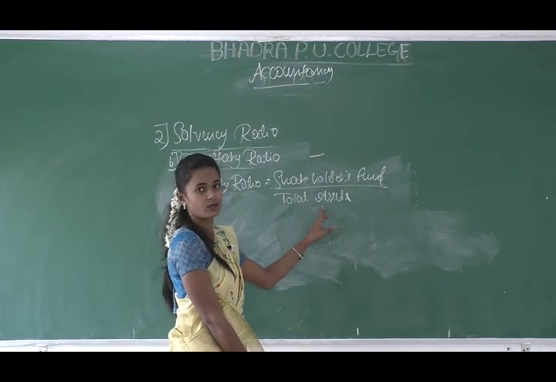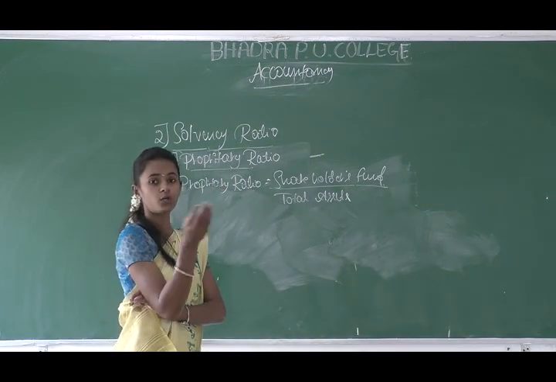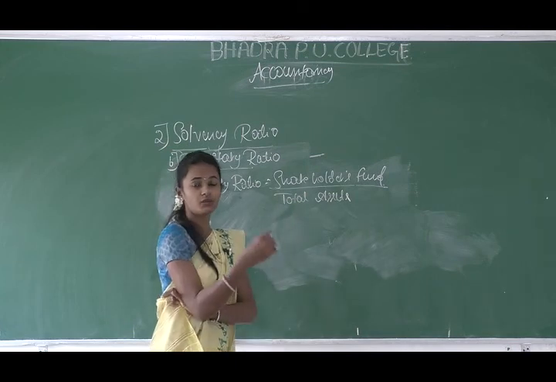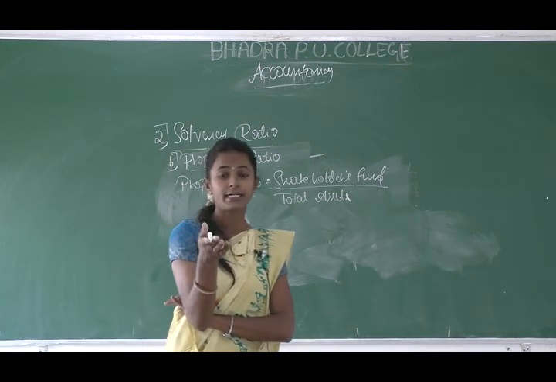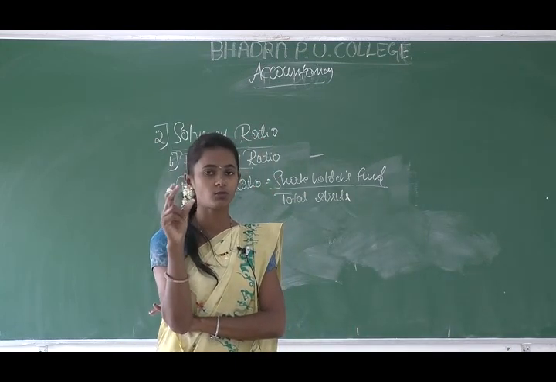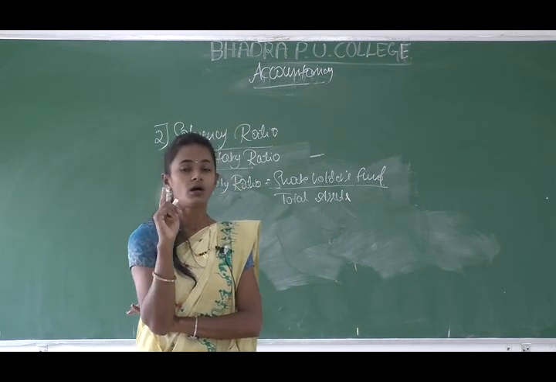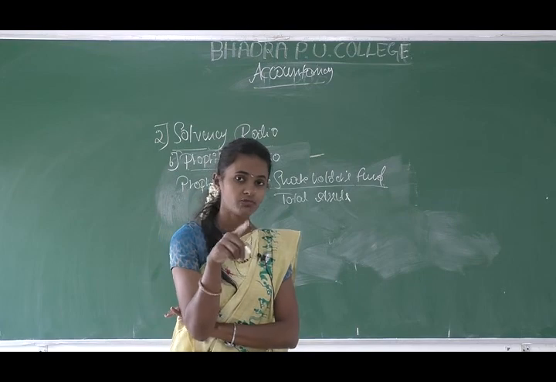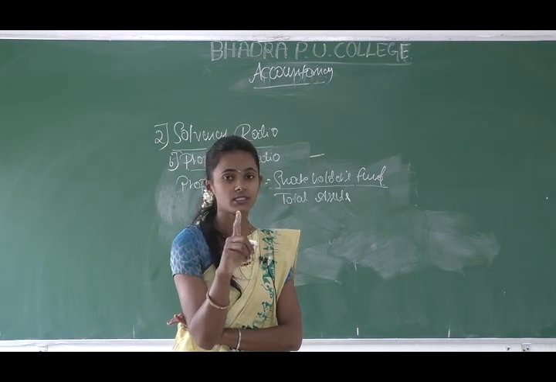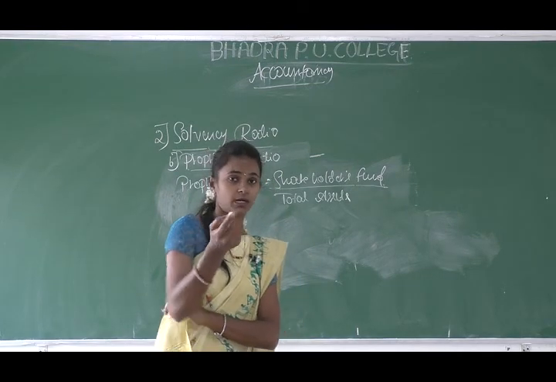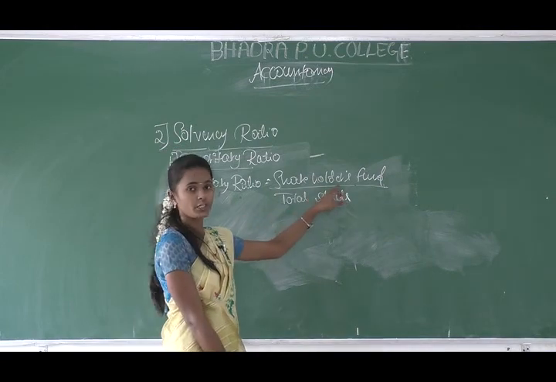Okay, we already know the formula for the calculation of shareholders fund from the debt equity ratio. That is, shareholders fund is equal to equity share capital plus preference share capital plus reserves and surplus minus fictitious assets, and we can get our shareholders fund.